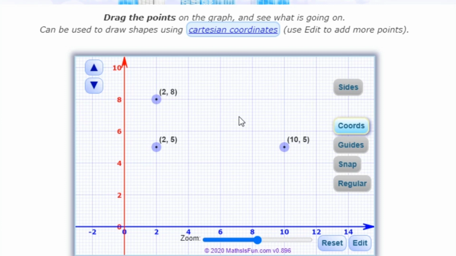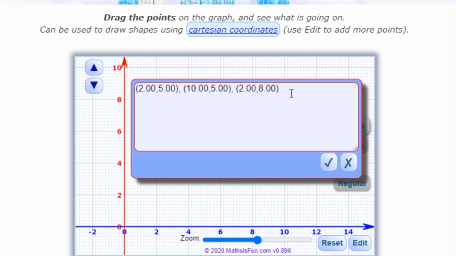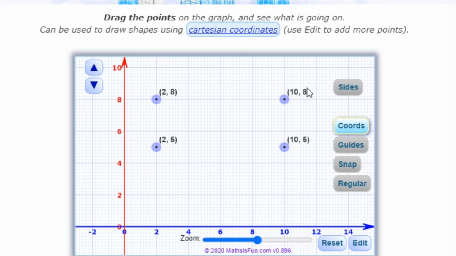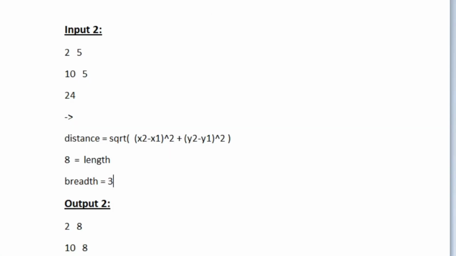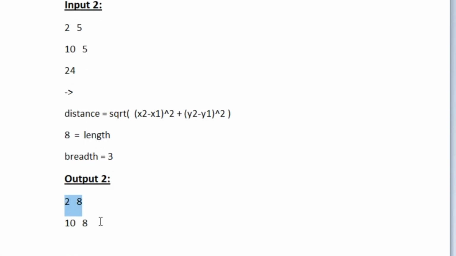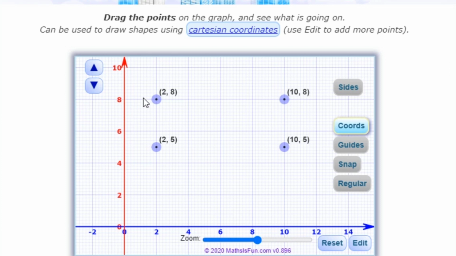So this is the third coordinate, and now we have to find one more coordinate. So the remaining coordinate will also be present along the same x-axis but with the extra distance of 3. So it will be present at 10, 8. So here we can see this will be the fourth coordinate. So now we can see that these four coordinates form a rectangle. So in our output also we are printing 2, 8 and 10, 8, which are the new coordinates which we have found. So this is how we should be finding our output.